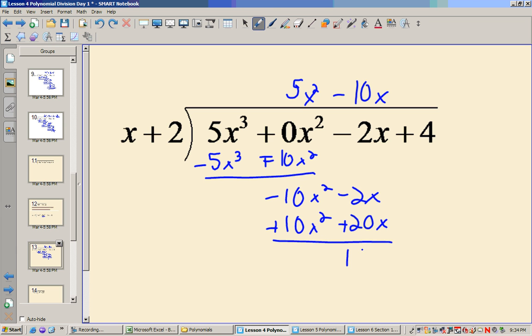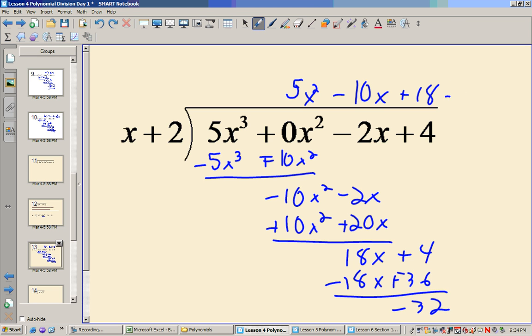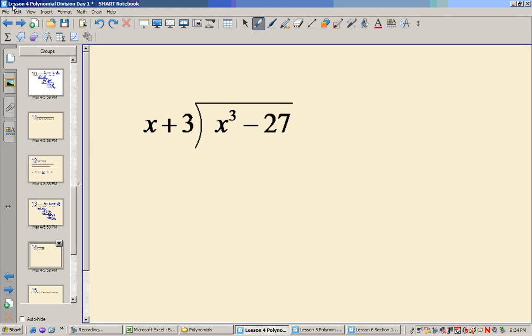So when we add, we get 18x plus 4. This would be plus 18. And when we subtract, we get minus 32. So then this is minus 32 over x plus 2. Now when we do this, we can plug in all the values, where it's x plus 0x squared plus 0x, or I'll show you what happens when we don't do that.